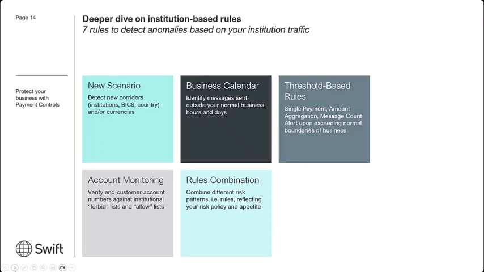So with regards to the new scenario, that's looking to detect anything new. So a new currency that your network may be sending in, a new corridor that it's leveraging that it hasn't leveraged before, and so on.